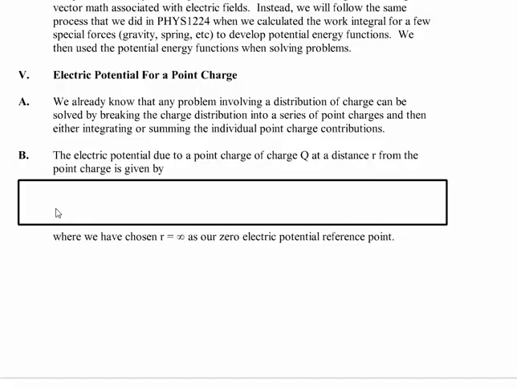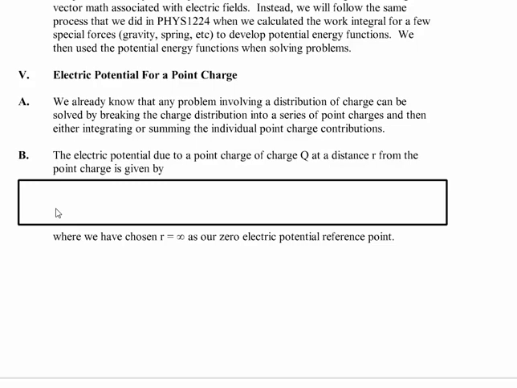We already know that any problem involving the distribution of charges can be solved by breaking the charge distribution into a series of point charges and then either integrating or summing the individual point charge contributions. We did this with electric fields, and the difficulty there was that in the integrals, or the sums, depending on whether you had continuous or discrete charge distributions, you had these unit vectors, r hat, that made those quite difficult. With electrical potential, we avoid that because we're adding scalar quantities.